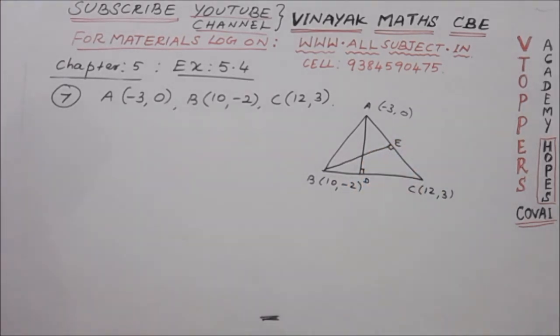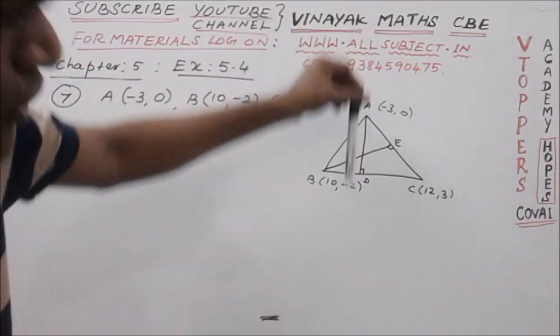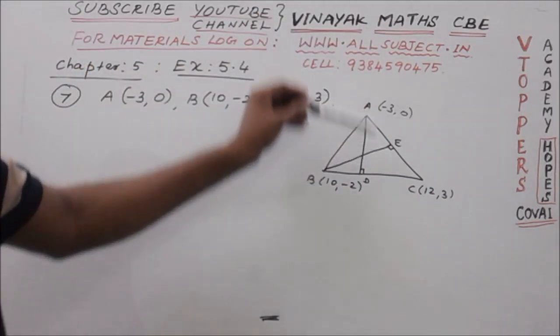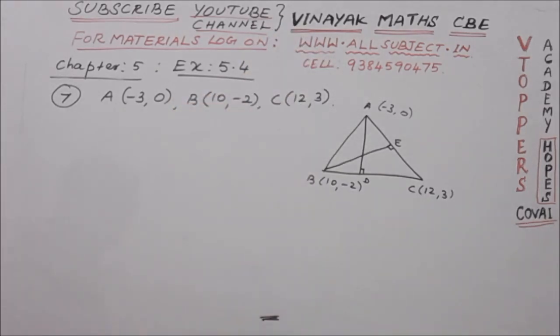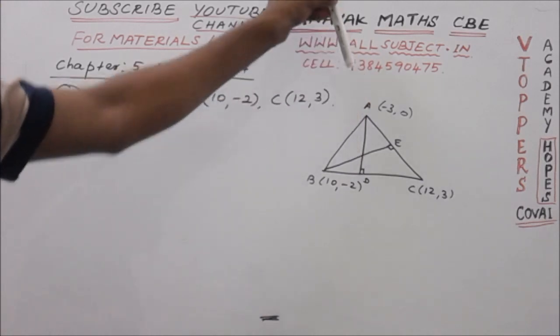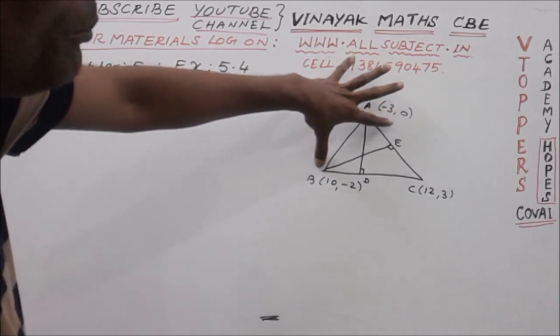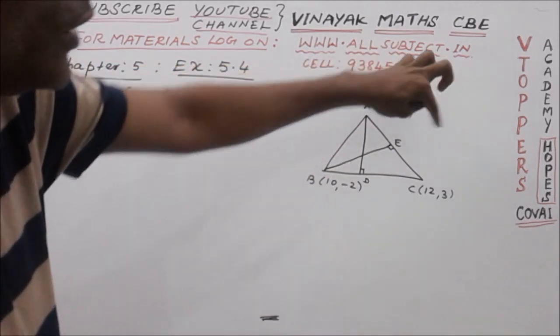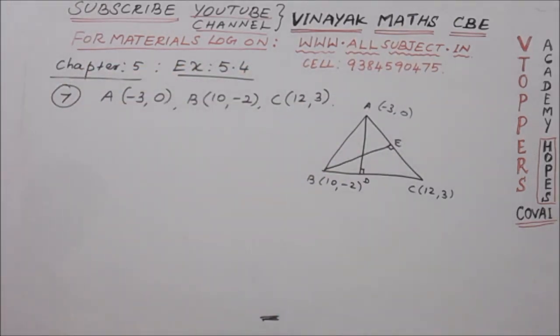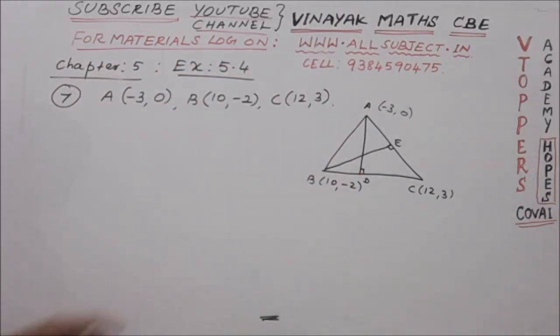What does altitude mean? The line drawn perpendicular to one side of a triangle from the opposite vertex. AD is one altitude and BE is another one, drawn from B to the side AC. So AD and BE are the altitudes. Now we should find these two equations, the equation of AD and the equation of BE.